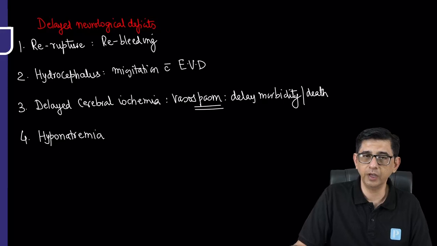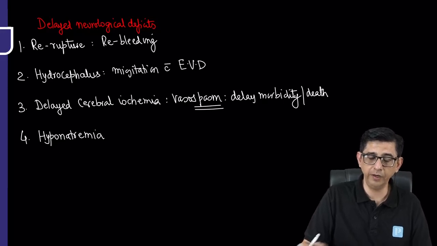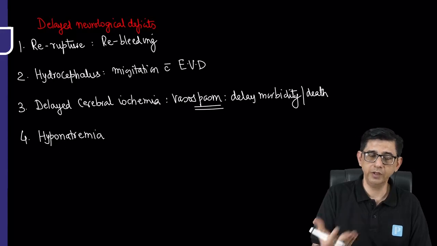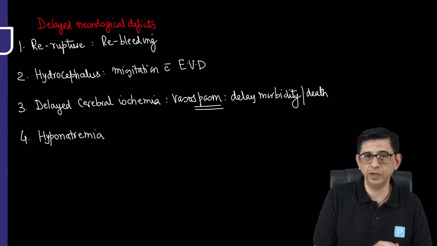There are four reasons why there can be delayed neurological deficits or delayed deterioration in these patients. One is obviously they can die immediately. Second reason can be that they can die subsequently.